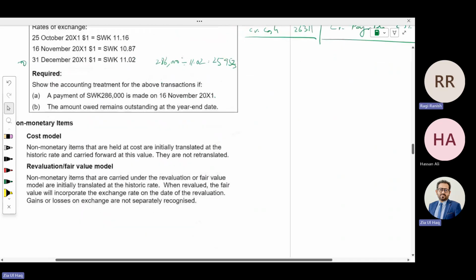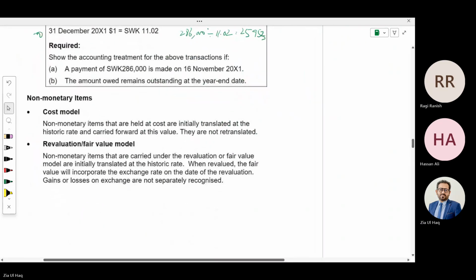So chapter finish. Non-monetary items like fixed assets, if we are recording on cost model, non-monetary items that are held at cost are initially translated at the historic rate and carried forward at this value. Even if the year end rate is different, their value will remain the same at the year end.